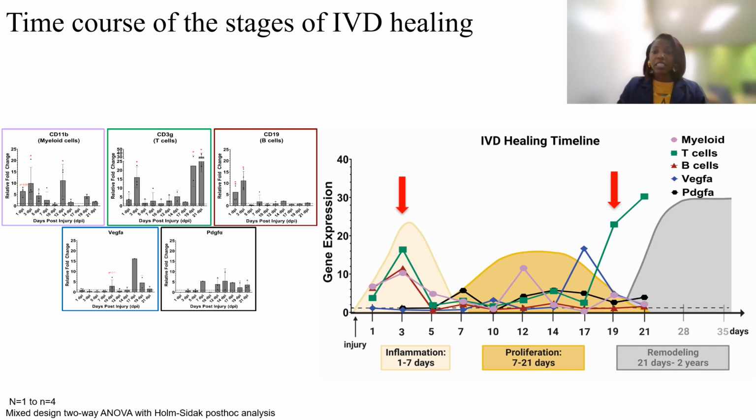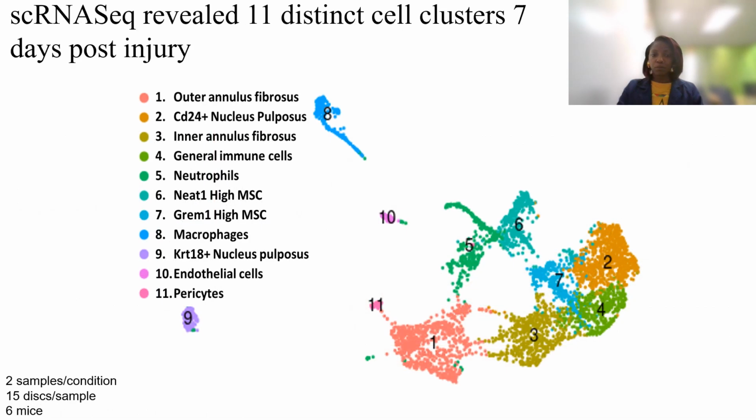The inflammation stage plateaus by 7 DPI via myeloid cell infiltration, and this coincides with the beginning of the proliferation stage based on PDGF-alpha expression. These data together establish the temporal regulation of the stages of IVD healing post-injury. Seven DPI is a shared time point between the inflammation and proliferation stages.